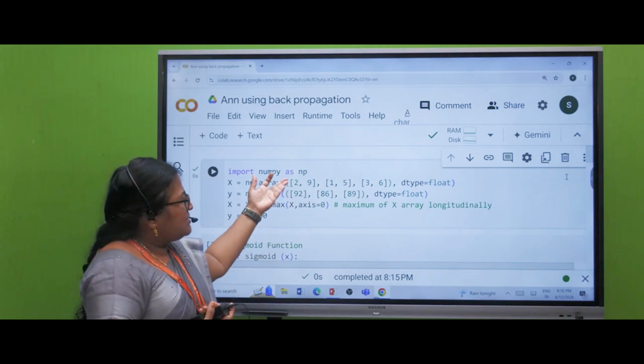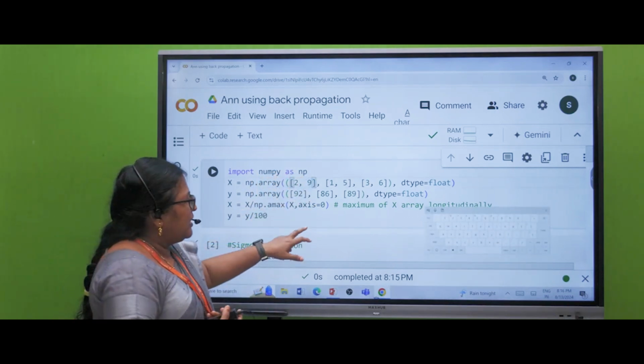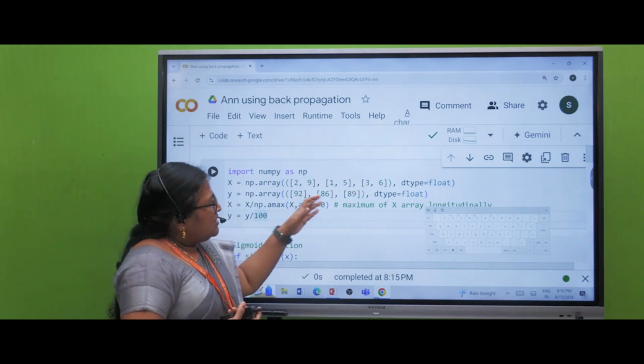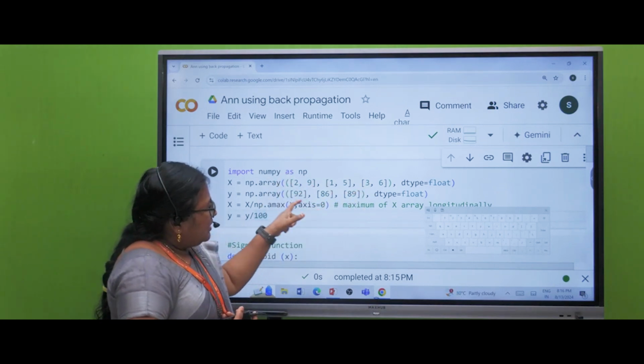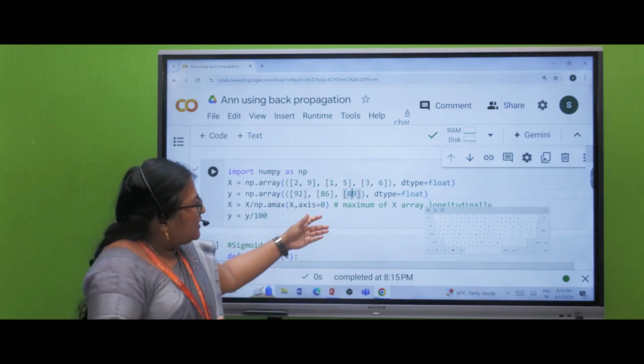For example, this is the reading time of the student and this is the sleeping time of the student. So here I have considered two features. So three columns I have, and these are the labels. Just randomly I have taken some numbers.